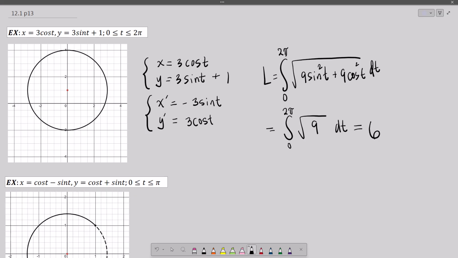6 pi. Right, the length of the interval is 2 pi. Square root of 9 is 3, so we have 3 multiplied by 2 pi. So we get 6 pi.